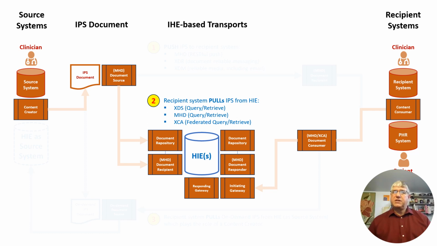So this flow is just slightly different than the previous one, only on the right-hand side, because XCA, which is what this is trying to show, is really all about the receive side and the ability to use initiating and responding gateways to federate your one query into queries of many different communities. So what this is simply saying is we can query through an initiating gateway, we can find that an IPS is available, and we can retrieve it, no matter how many hops away from you it is.